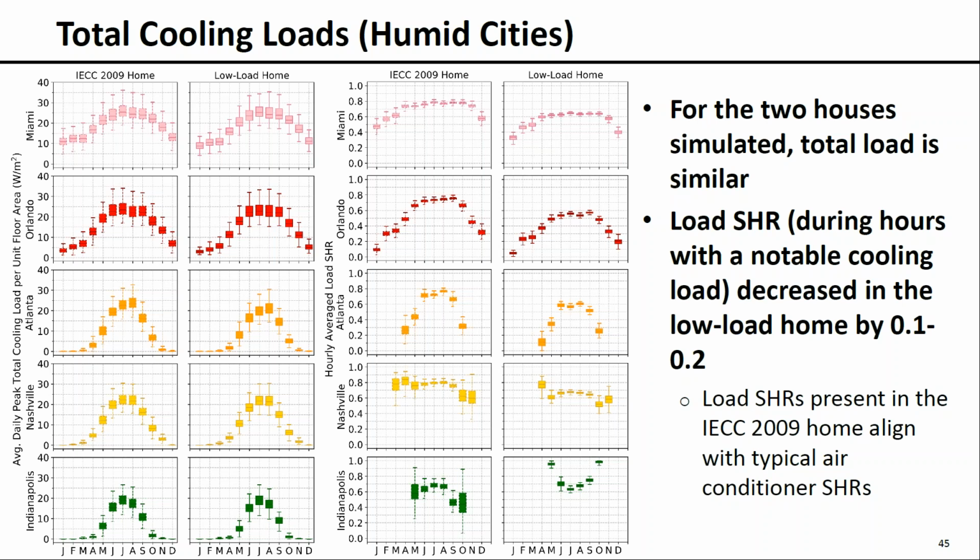However, in the low load home, the SHR was reduced quite a bit, and the median SHR ranged from 0.53 to 0.68, with the biggest reduction occurring in Orlando. This downward shift in building load SHR in the low load home is indicative that these homes will have higher humidity than the IECC 2009 home, all else being equal.